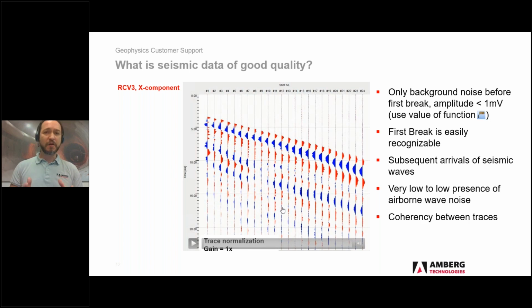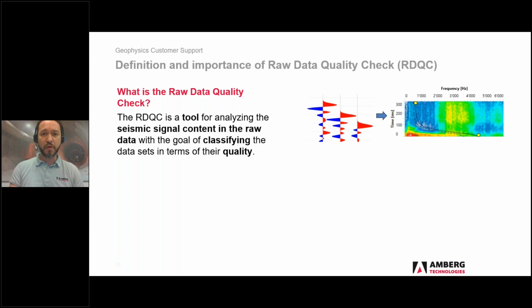So in summary, we have only background noise before the first break. We can easily identify the first break. We have the subsequent arrival of seismic waves, a very low to low presence of the airborne wave, and, importantly, the coherency between neighbor traces. Now we have a feeling of how a data set of good quality should look.